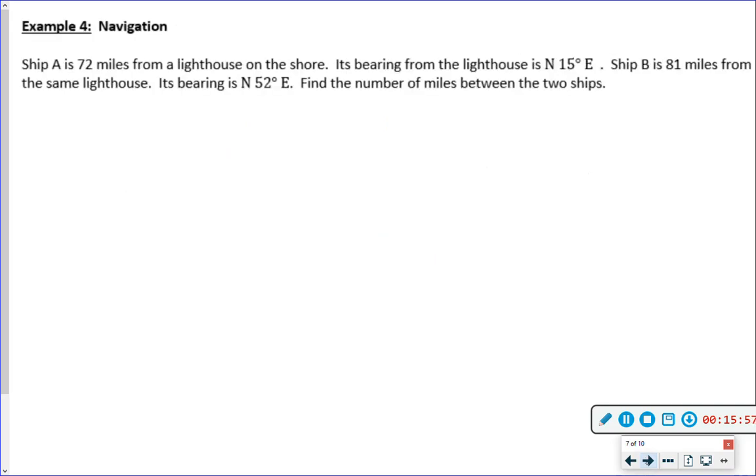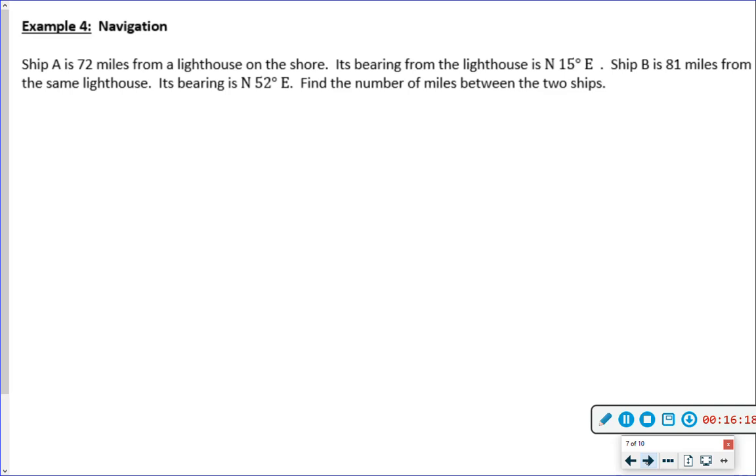So ship A, I'm not drawing a lighthouse, kids, it's not going to happen. It's 72 miles from a lighthouse on the shore. Its bearing, direction, from the lighthouse is north 15 degrees east. Ship B is 81 miles from the same lighthouse. Its bearing is north 52 degrees east. Find the number of miles.